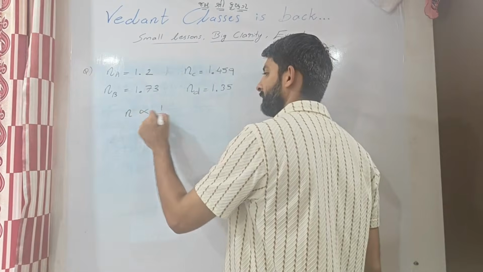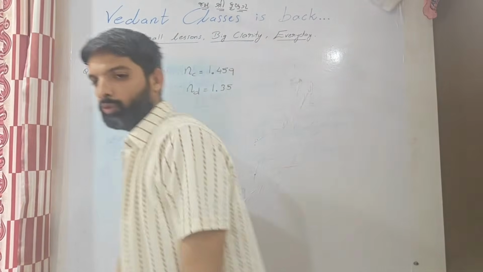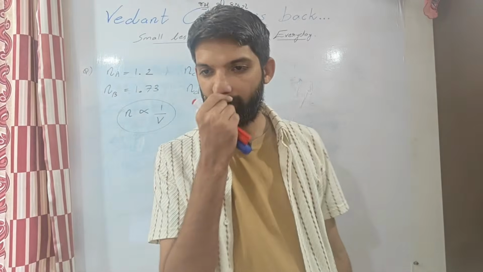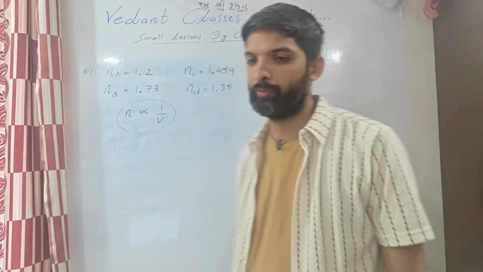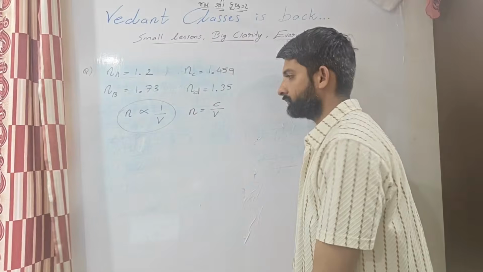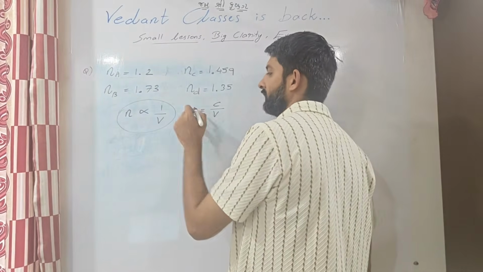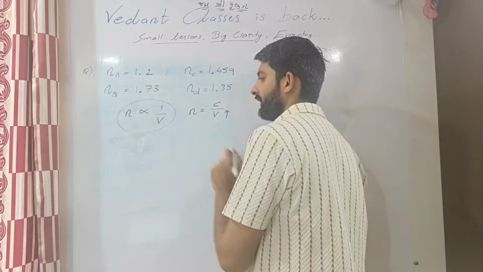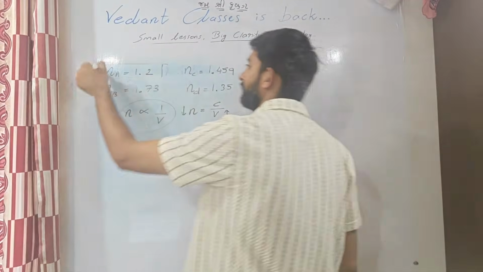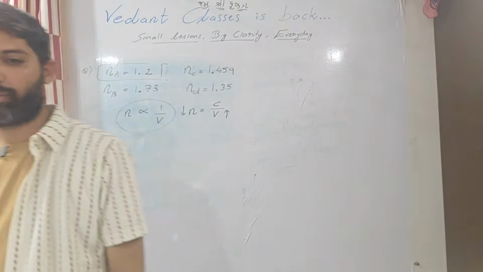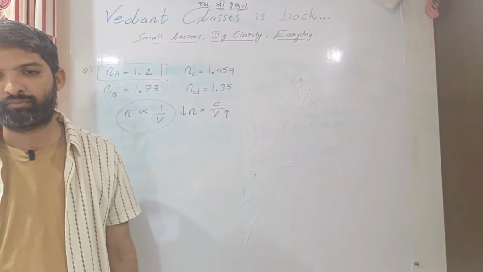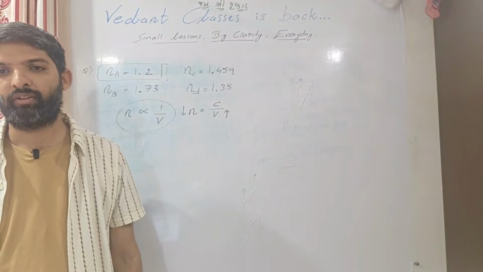Refractive index is inversely proportional to speed of light. So n is equal to C by V. So if you want to increase the speed of light, then you need to decrease the value of n. So option A will be the right answer.